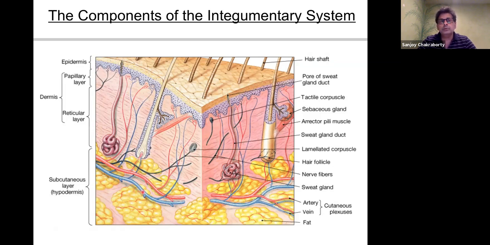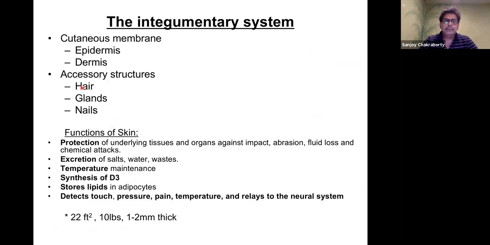So skin has 2: epidermis and dermis. Epidermis is made with stratified epithelia, meaning multiple layers of squamous epithelia, and dermis is made with connective tissue. Okay. Before you go into the detail, when you include the other accessory structures, it becomes the total thing. It's called the integumentary system. So hair, glands, and nails.